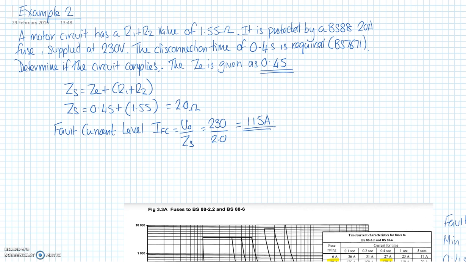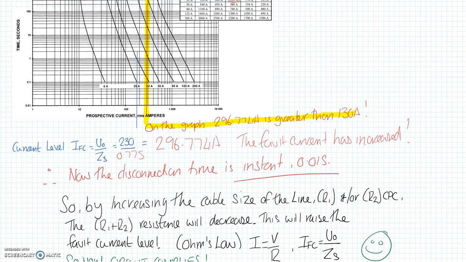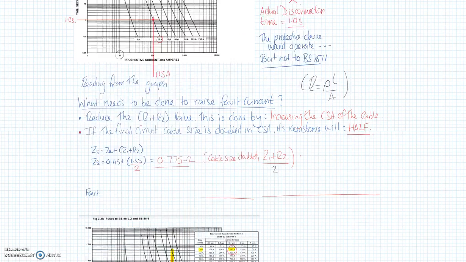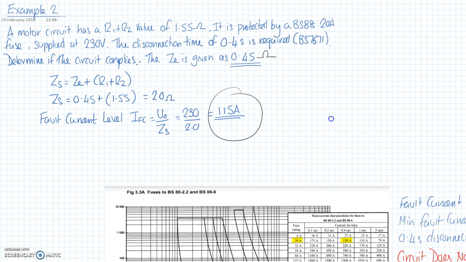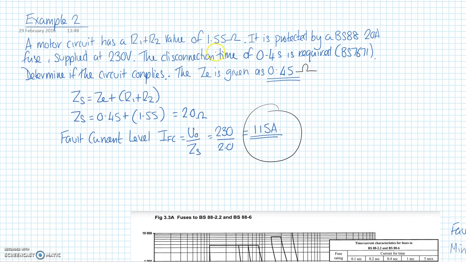Okay, so let's look at an example. We have a motor. Okay, so hi guys, it's me again. We're going to look at an example now. We have a motor circuit that has an R1, R2 value of about 1.55 ohms. Now that's quite high, it's 1.55 ohms.